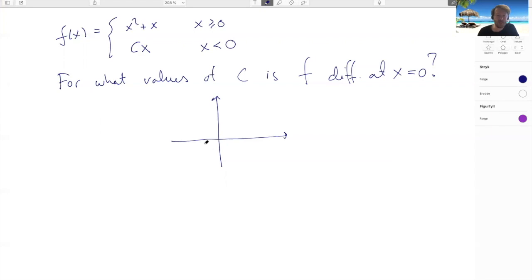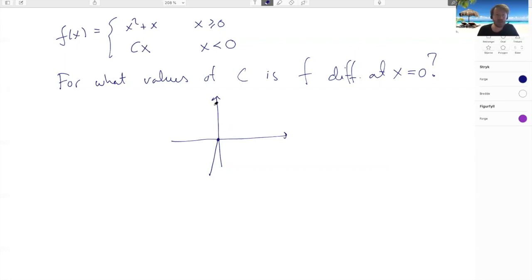Well, for negative x, it will be a straight line with slope c. So if c is large and positive, it will look like this. If c is small and positive, it will look like this. And if c is negative, it will look like this. So let's just do it like this first. And then for positive x, well, we start at 0, so we seem to be continuous at least. So these two pieces both hit the same point at the origin.